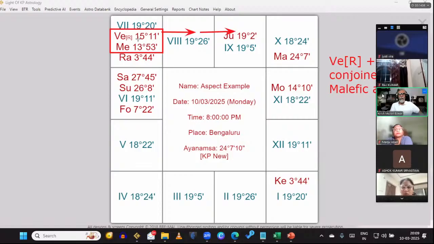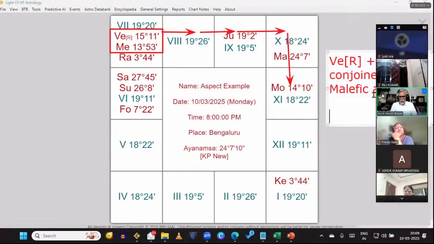Jupiter is at 19 degrees, beyond 15 degrees, 4 degrees away from 15 degrees. So Venus and Mercury will not aspect Jupiter. Then from there to here is 90 degrees. Mars is at 44.7. Venus is at 15. Mercury is around 14. So Mercury and Venus will not aspect Mars, but it will aspect Moon.